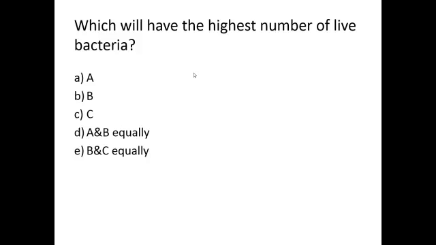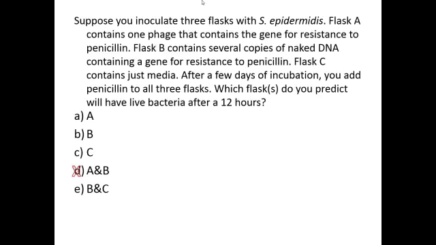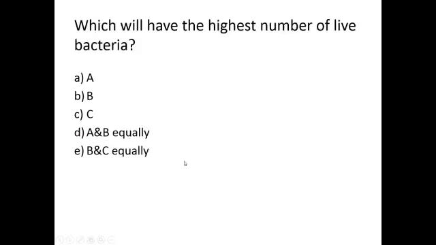Now the next question is, which will have the highest number of live bacteria? So which one's going to be more turbid? Well, let's back up real quick. So is it going to be from flask A that had 1 phage that had transduction? Okay, so the phage is targeted toward S. epidermidis because that's what viruses do. Whereas in flask B, we've got several copies of naked DNA. The bacteria have to run into the DNA to have transformation take place. So which one is going to result in more cells having resistance? So which one's going to be more turbid?